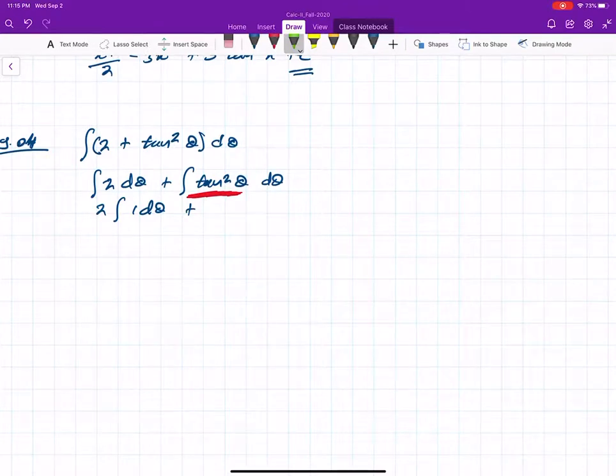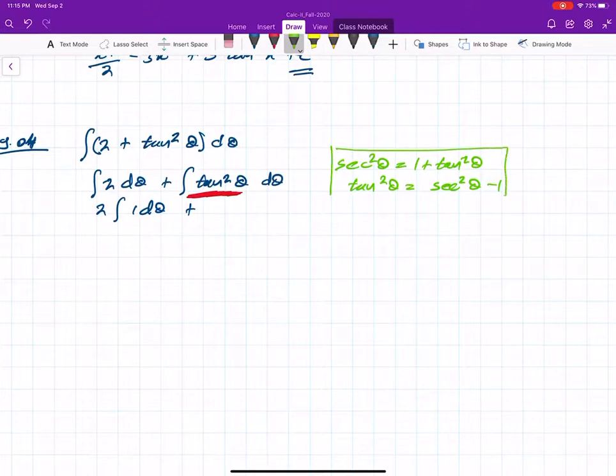All right, so that's a nice trigonometric identity. That identity is secant square theta is 1 plus tan square theta. Since you need tan square theta, you write tan square theta equals secant square theta minus 1. So you could use that identity. Now I'm writing the integration of secant square theta minus 1 d theta.